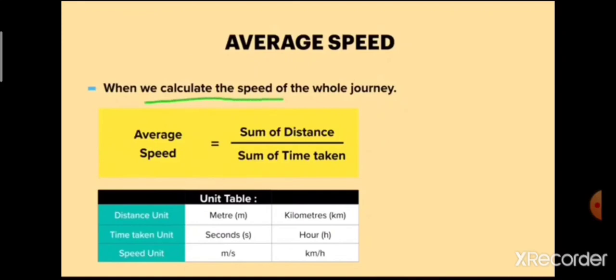Here we have to take the total distance, for example 100 kilometers or 200 kilometers, and then we have to divide it by the sum of the total time, whatever the total time is, like 1 hour or 2 hours or 60 minutes, 30 minutes, etc. Here sum means total. Total means plus. We have to do plus.